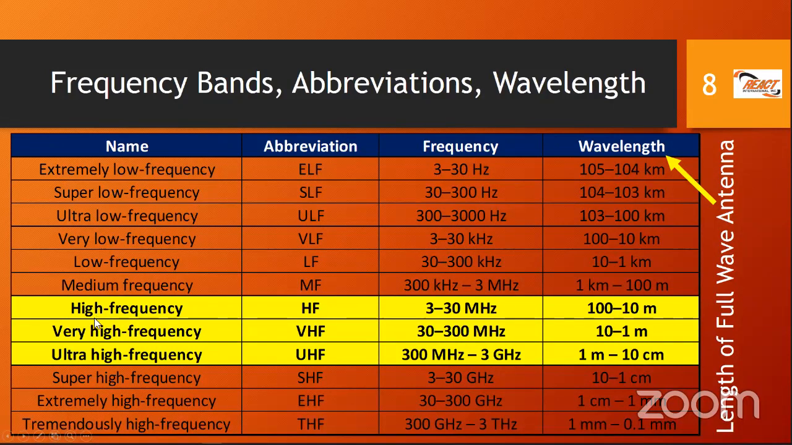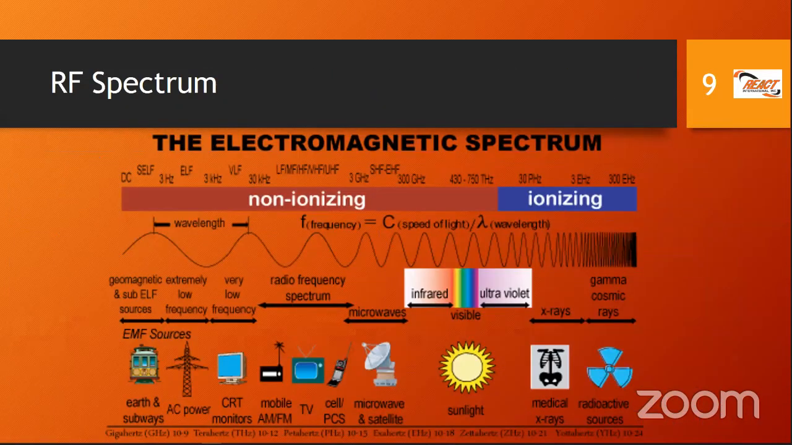But when we go up to the UHF band, notice that the wavelength is 1 meter to 10 centimeters, so very short. This is also illustrating to us that as we go higher in frequency, the wavelength gets shorter, and so too does the antenna for those bands.